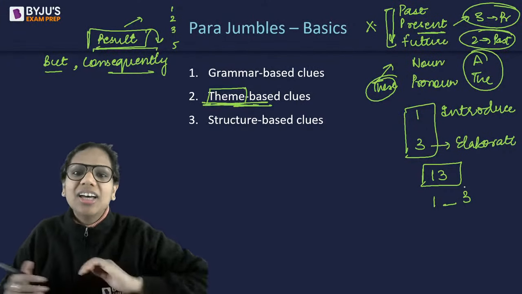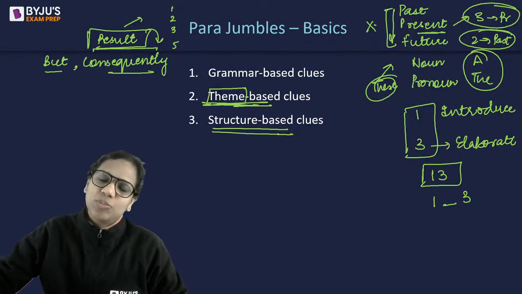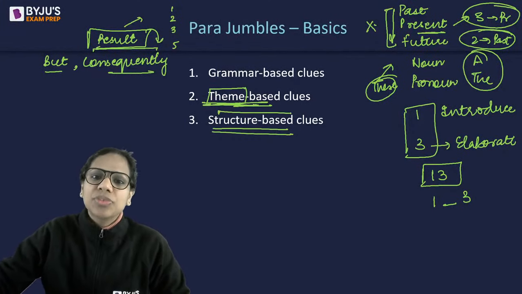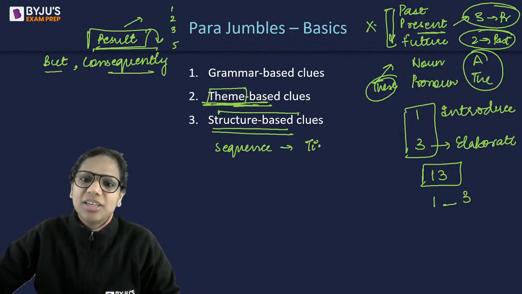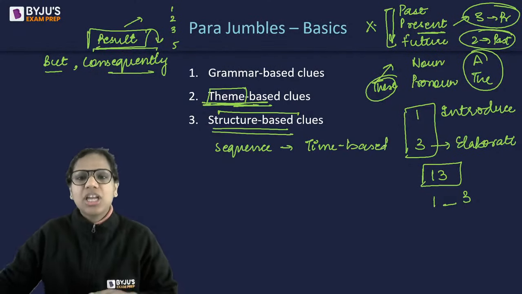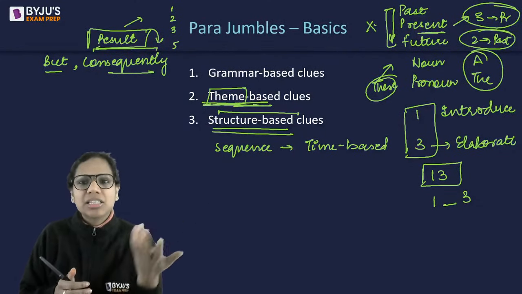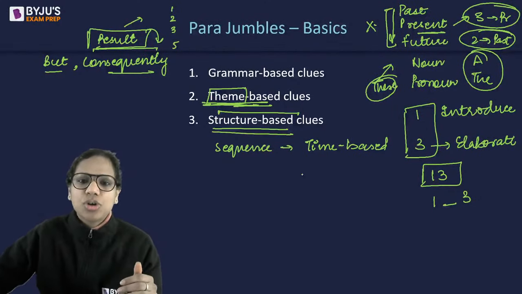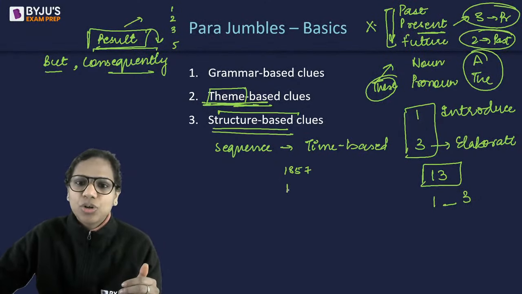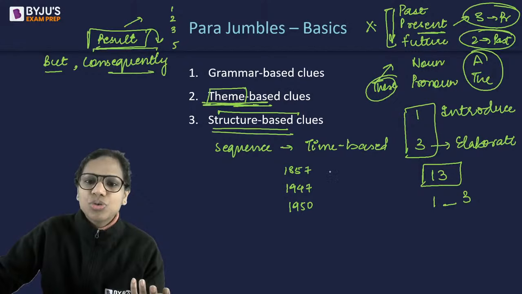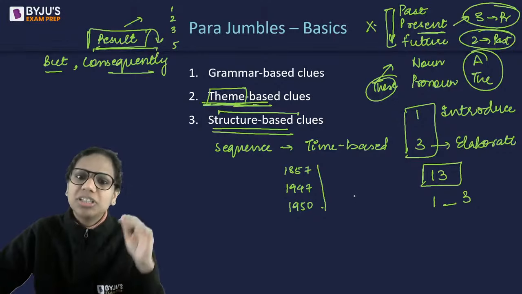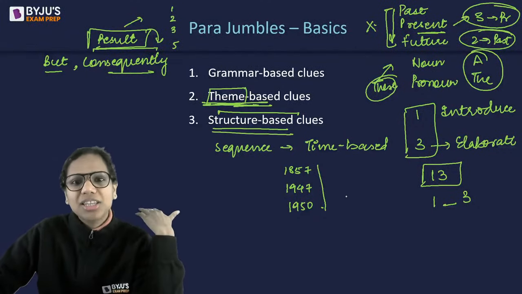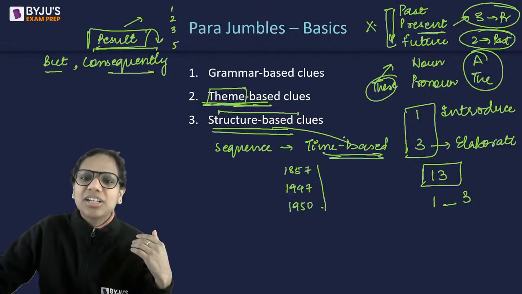And lastly, there are structure based clues. They are also a big help. What do I mean by structure based clues? If there is a sequence, let's say a date based or time based sequence that may exist in a paragraph. Let's say the paragraph talks about certain events in the history of India. It talks about what happened in 1857, then what happened in 1947, then what happened in 1950. So that way there is a date time based sequence. Now this could be in the ascending order also, or in the descending order, starting from 1950 and then going to the past. But we've identified a sequence there.